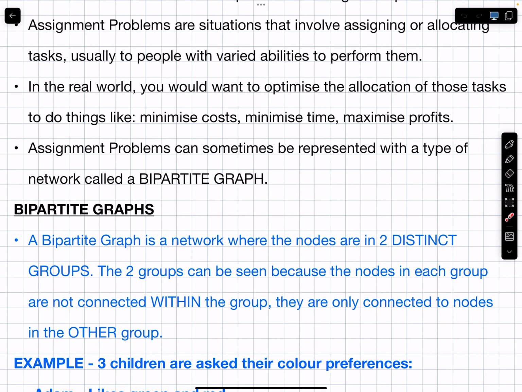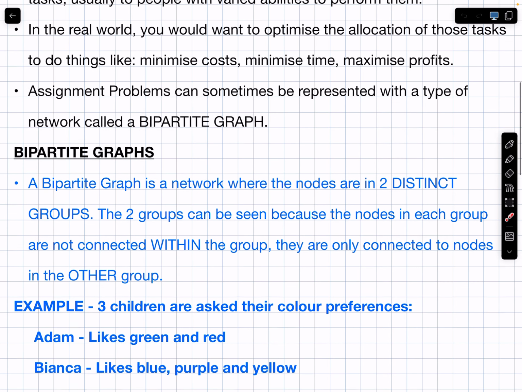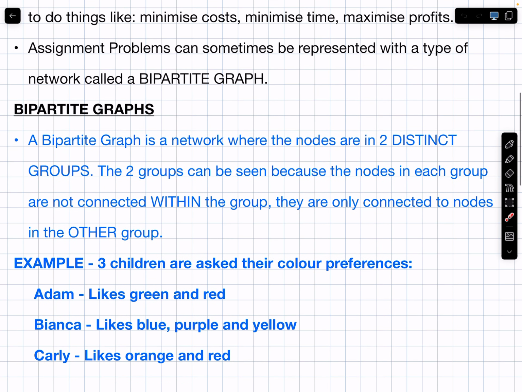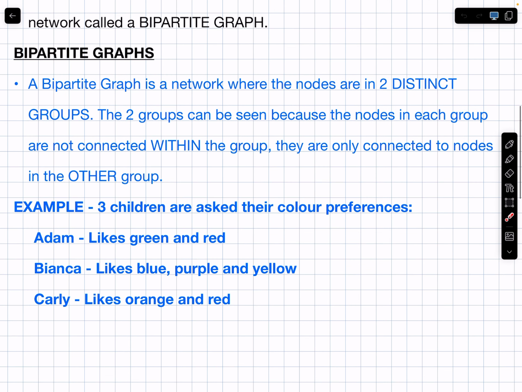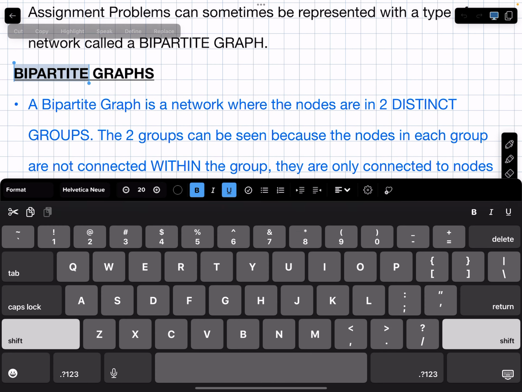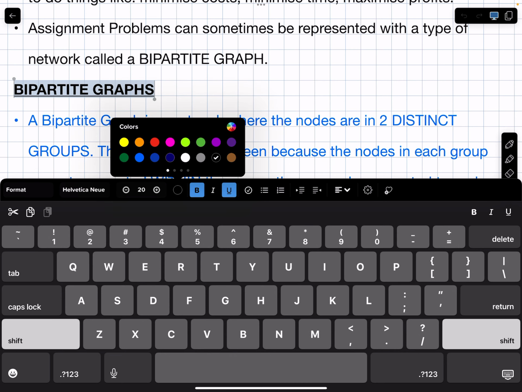Other things that you might want to optimize are to minimize the time, or you might want to maximize profits. Assignment problems can sometimes be represented with a type of network called a bipartite graph. So this is where your notes should start, and it's just this little bit. Sorry, the bipartite should be in blue as well. So your little subheading: bipartite graph.